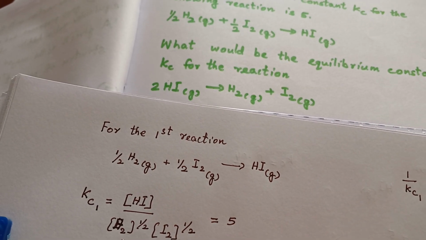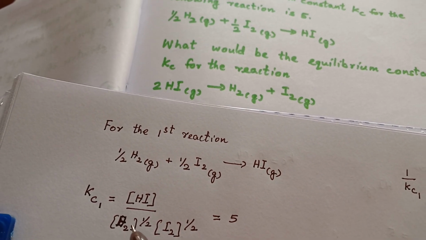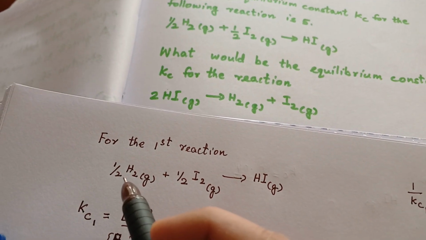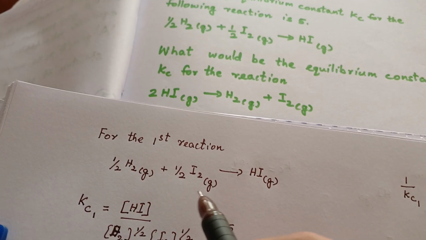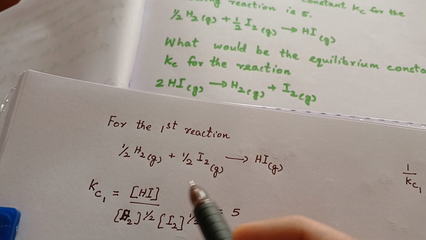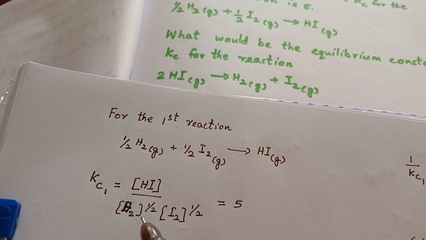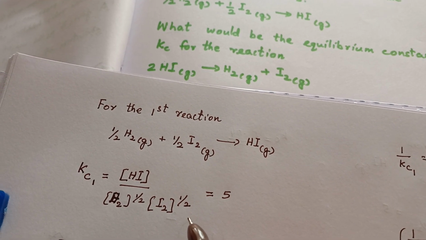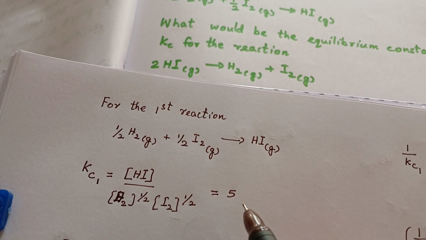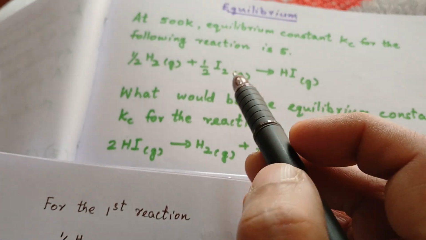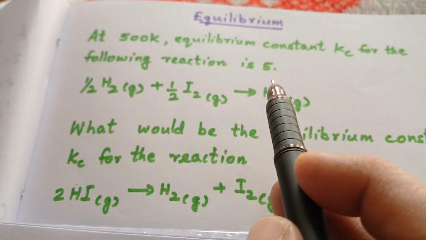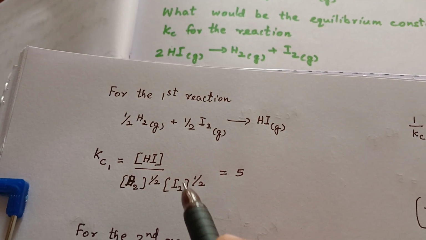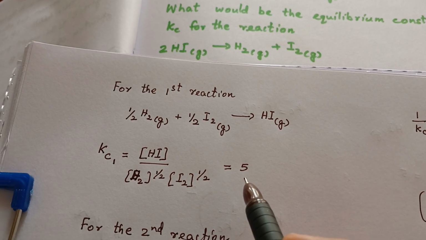So their products, concentration of the products, H2 raised to its coefficient. The coefficients of H2 and I2 both are 1 by 2 each. So concentration of H2 raised to 1 by 2, concentration of I2 raised to 1 by 2. That is equal to 5. 5 is given in the question itself. The Kc is 5. So we are taking this as Kc1. That is for the first reaction.